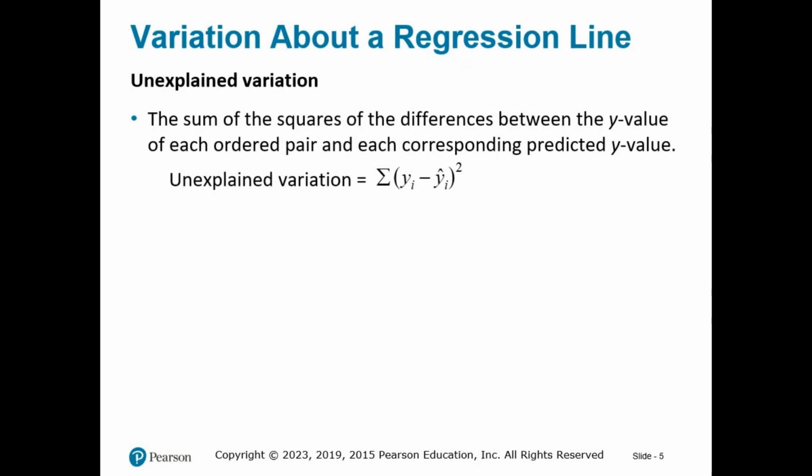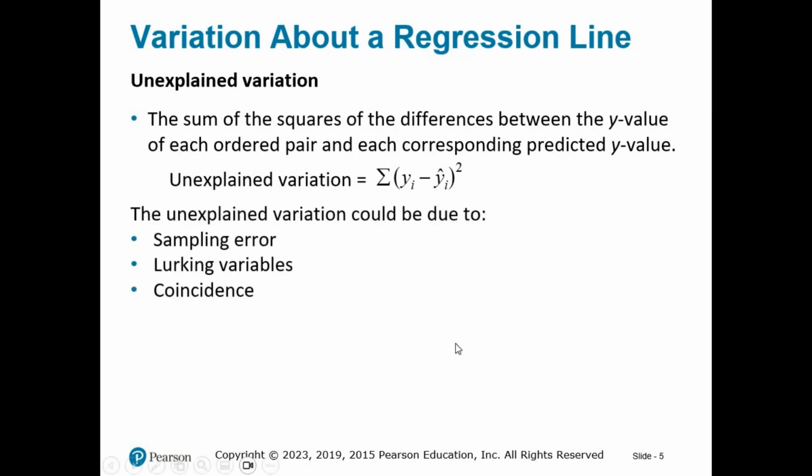The unexplained variation is the same thing, the sum of the squares of the differences between the y value of each ordered pair and each corresponding predicted y value. The sum of the differences of two of the y values squared, and the two specifically are the observed y value and the predicted y values. The unexplained variation could be due to sampling error, lurking variables, or coincidence. These are some of the factors that could result in some unexplained variation that exists in some of the observed data points.